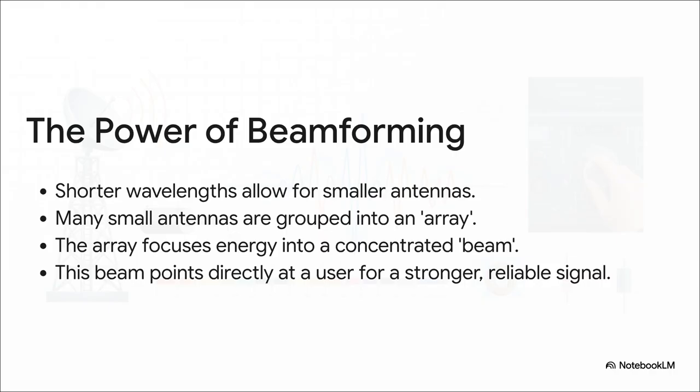But there's another amazing trick that those short, high-frequency wavelengths let us do. It's called beamforming. Because the antennas are so tiny, you can pack hundreds of them together into a single panel, which we call an array. And this array can act like a digital spotlight. Instead of just blasting the signal out in all directions, it can electronically focus a tight, concentrated beam of radio energy aimed directly at your phone. It gives you a much stronger, clearer connection and causes less interference for everyone else.